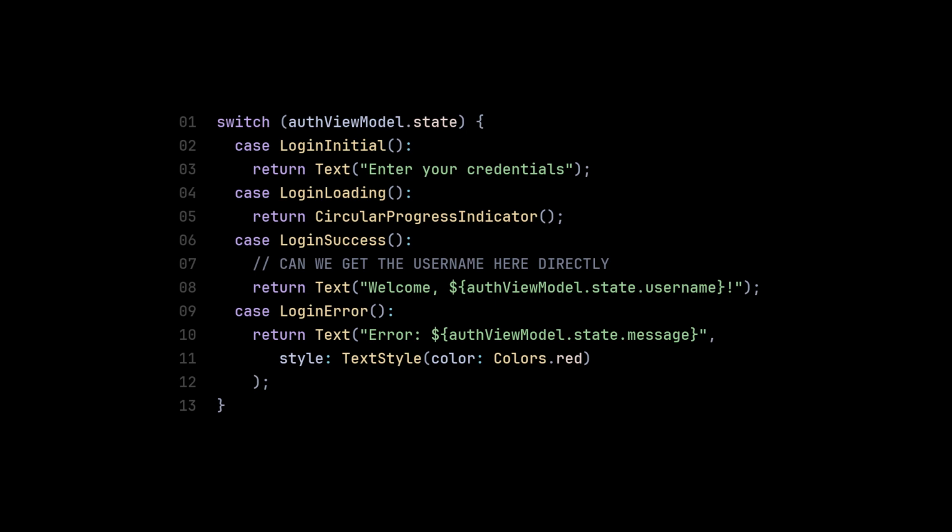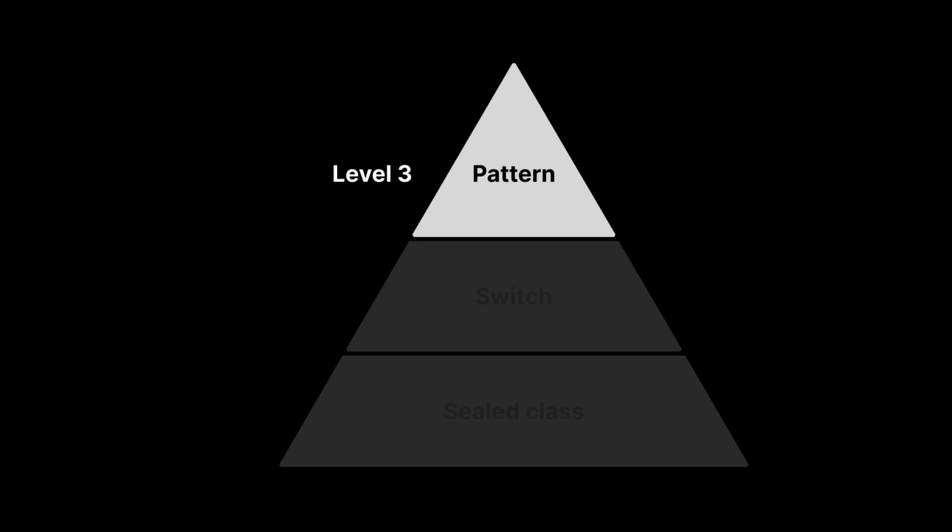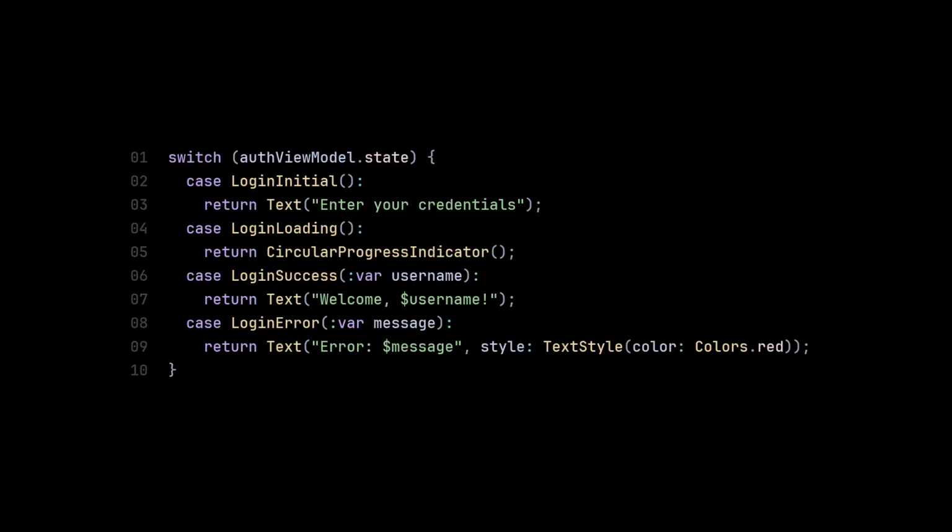However, writing out authViewModel.state.username feels annoying. The third feature solves this and is a combination of the previous 2 features. This is pattern matching and destructuring. In the following example, we can see that using destructuring, we can get the username and the message out of the class as separate variables to use. This is helpful when you only care about a small number of properties and don't want to write out the entire nested property multiple times.